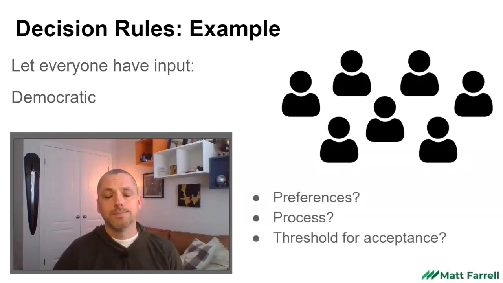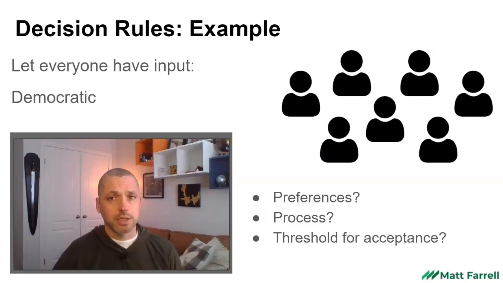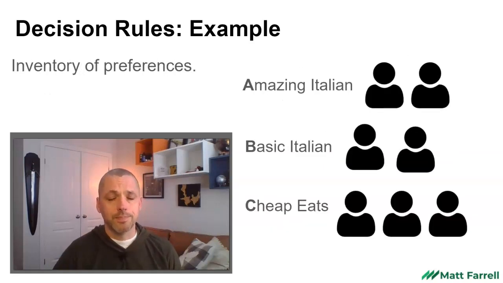Now, how would that work? How would we solicit and rank the preferences of the people in the group? And what would be the process for figuring out which option to choose? And what is the threshold for acceptance? Is it enough if 2 people in the group agree? Or do we need all 7 people in the group to agree? That can be challenging in democratic decision making.